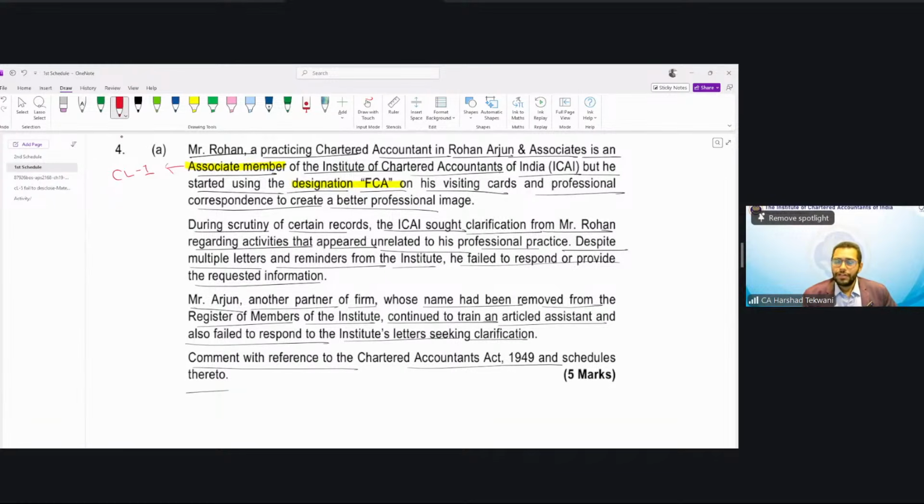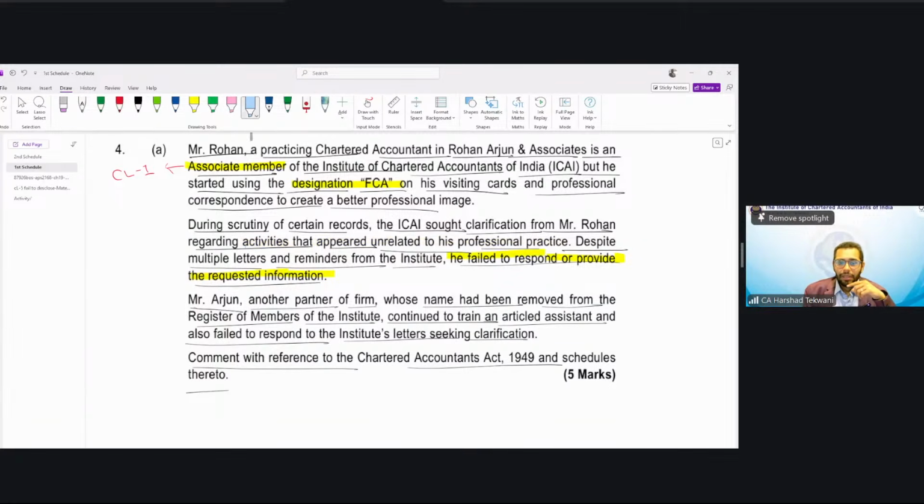Second, during the scrutiny of certain records, ICAI sought clarification from Mr. Rohan regarding activities that appeared unrelated to the professional practice. Despite multiple letters and reminders, he failed to respond or failed to provide the requested information. Now, after reading this, some students may say, sir, why not clause 11? Because there are some activities that appeared unrelated to the profession. Shouldn't we invoke clause 11 in this particular scenario? Activities that are appearing, which are not relevant to his profession.